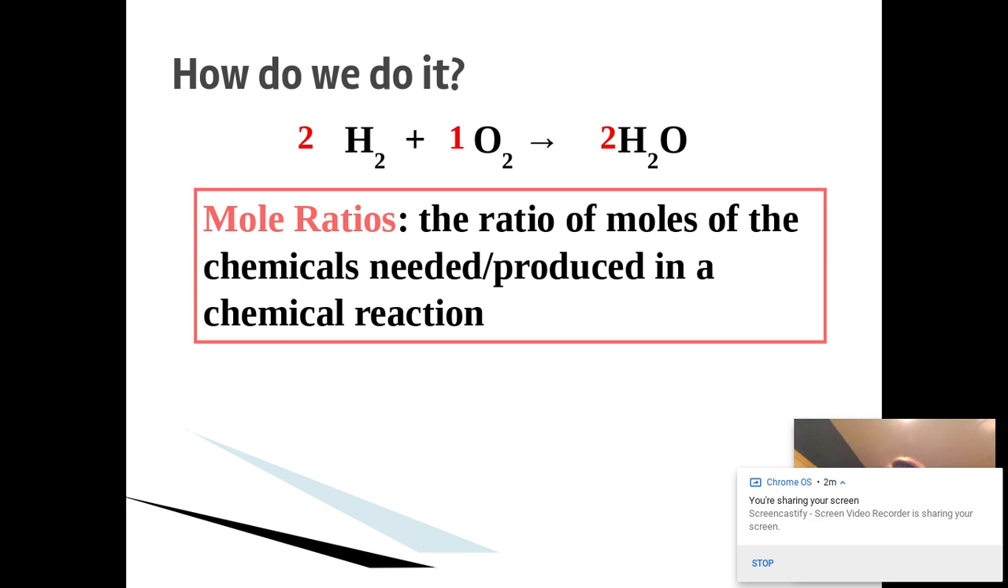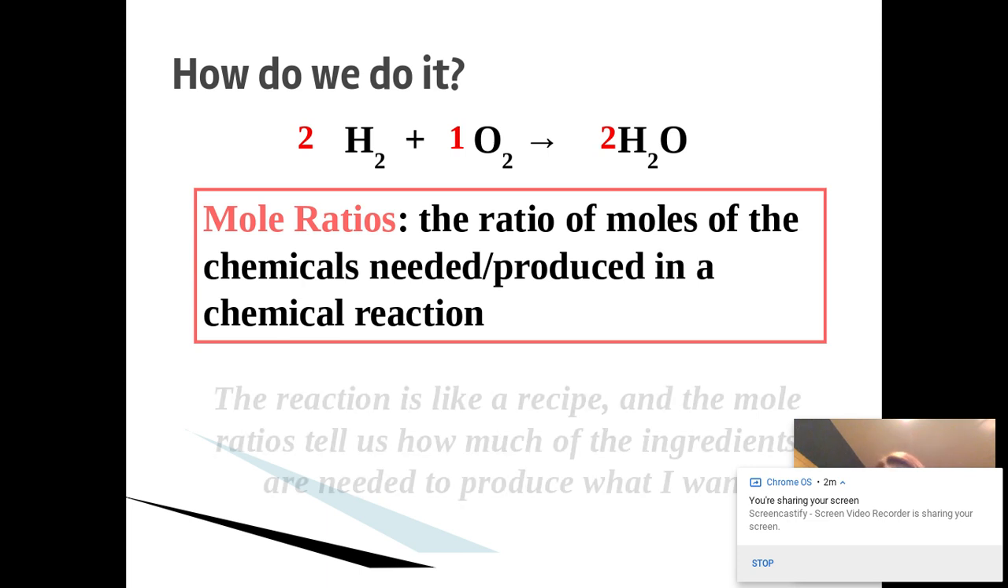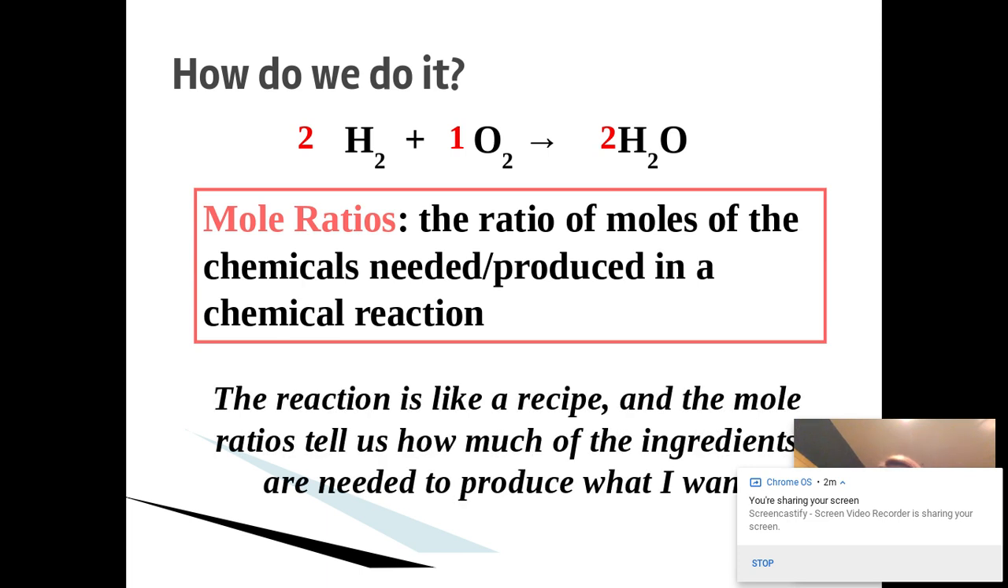A mole ratio is the ratio of the number, in this case the red number, of the moles of the chemicals needed or produced in a chemical reaction. So for example, in this equation, the hydrogen to oxygen ratio would be a 2-to-1 ratio, or the hydrogen to water ratio would be a 2-to-2 ratio. So that's the mole ratio that we're going to be working with a lot.